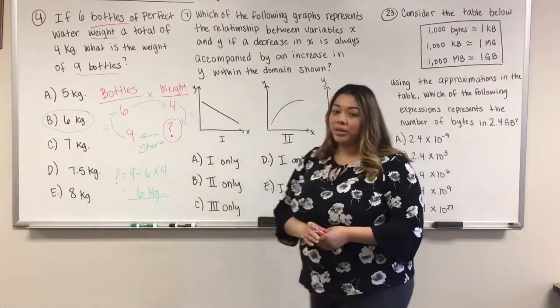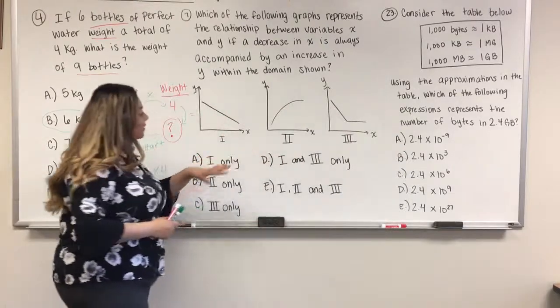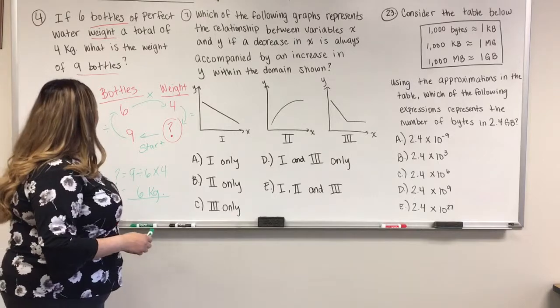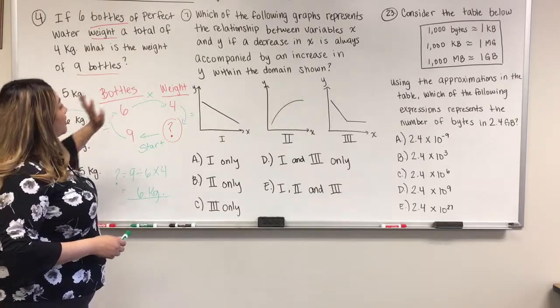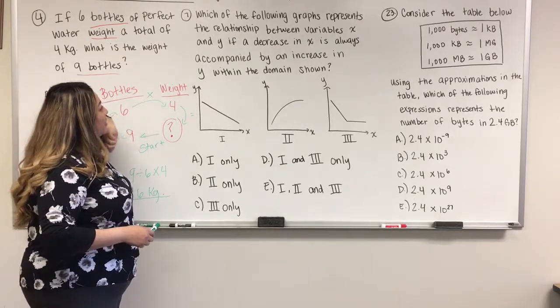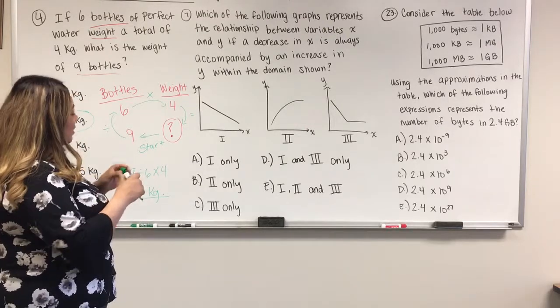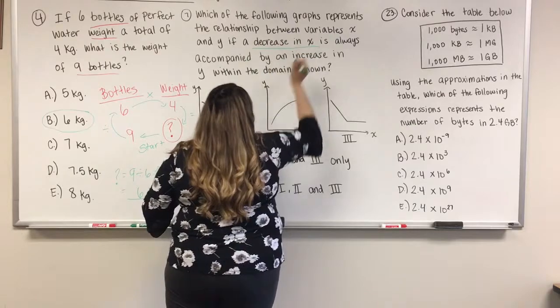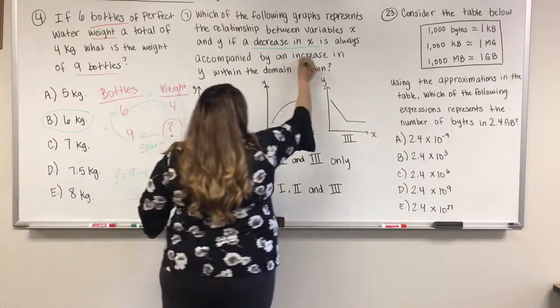For the next one, sometimes you're going to get graphs like these, so we have to know how to read them. So let's see. Number 7 says, which of the following graphs represents the relationship between variables x and y if a decrease in x is accompanied by an increase in y?